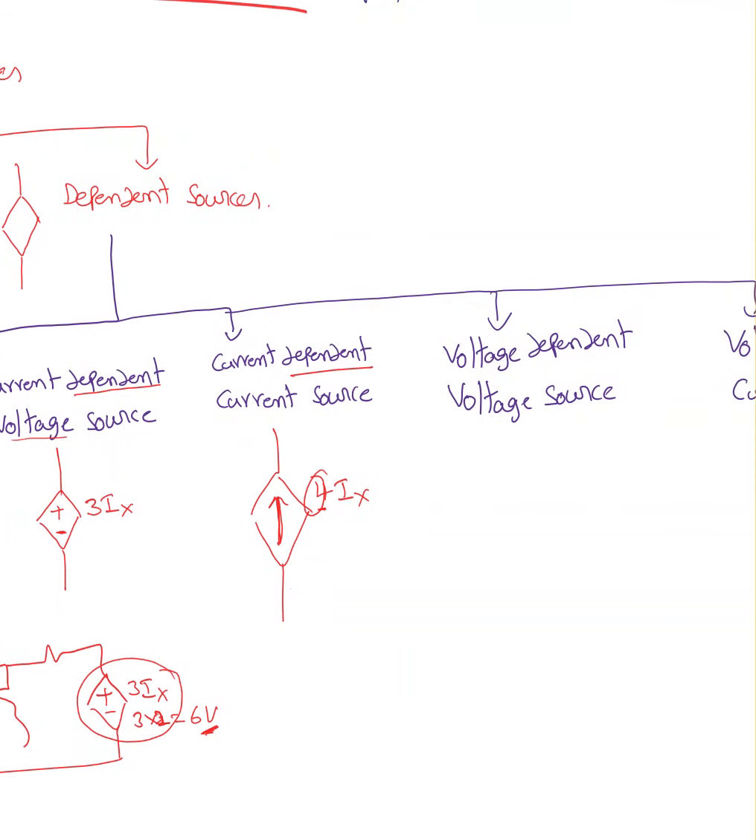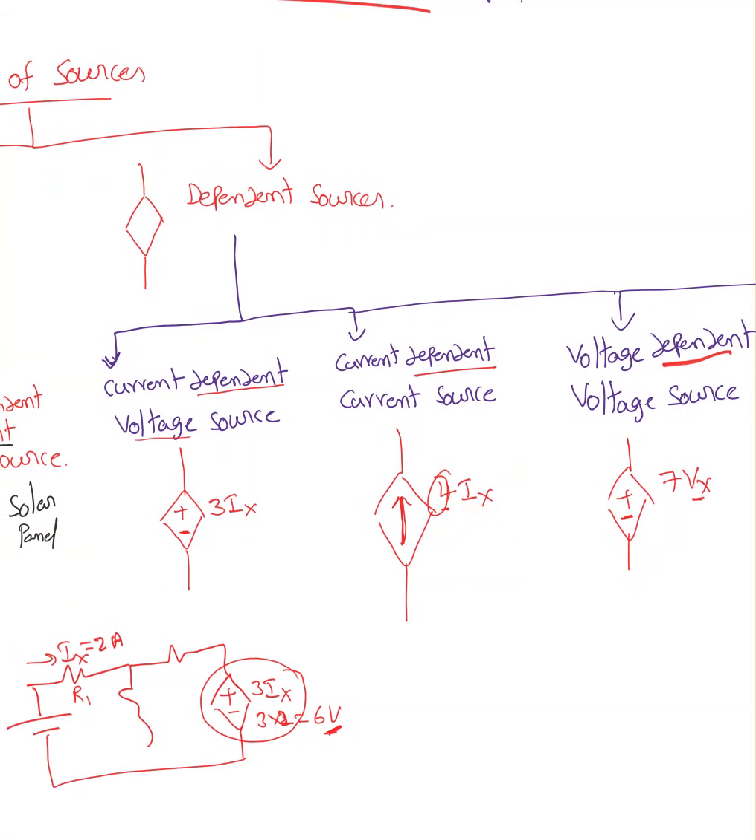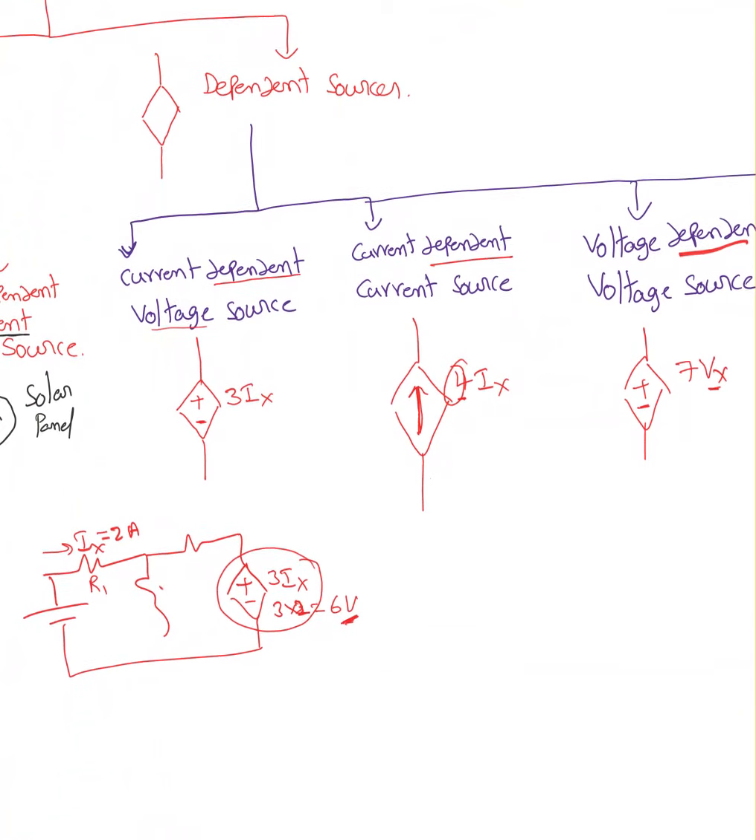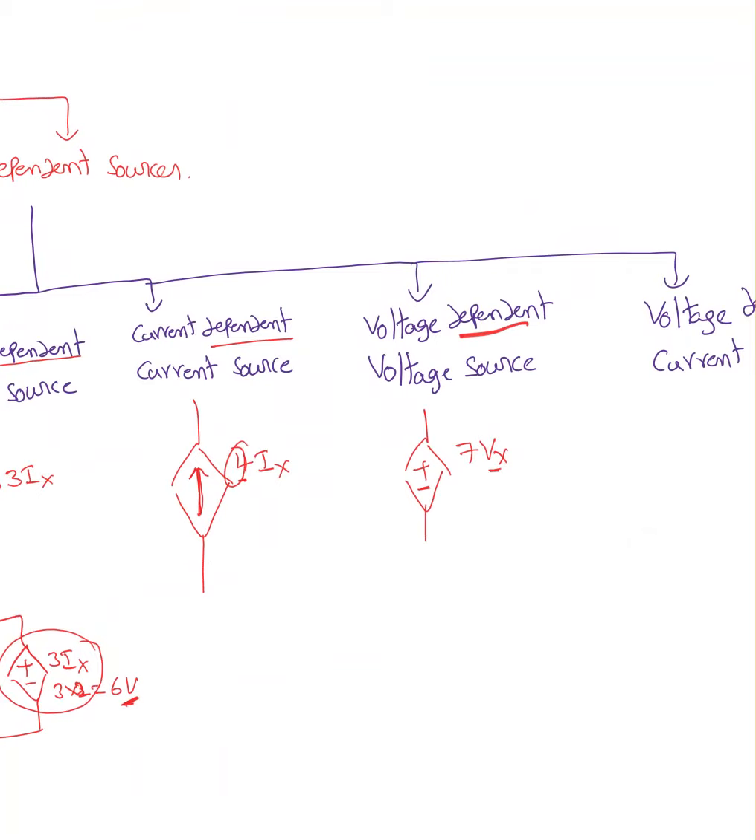The next one is the voltage dependent voltage source. Since it is a dependent source, we go with a rhombus, and it is a voltage source, so we use plus and minus. It depends upon the voltage: some hypothetical number, 7 times Vx. Vx is the voltage across some element, such as this resistor. The voltage supplied by the source depends upon the voltage across this resistor. That's a voltage dependent voltage source.